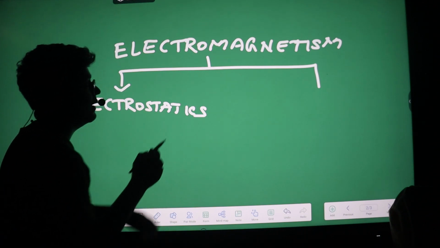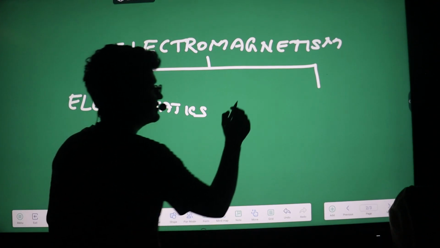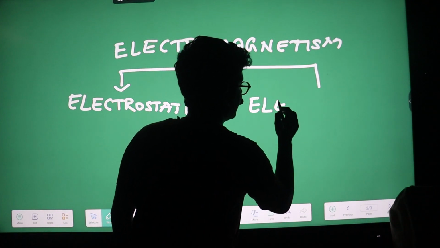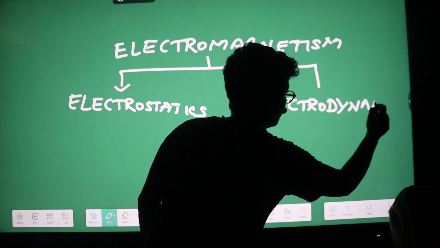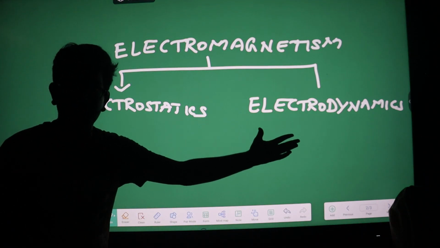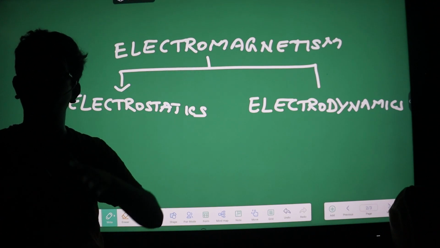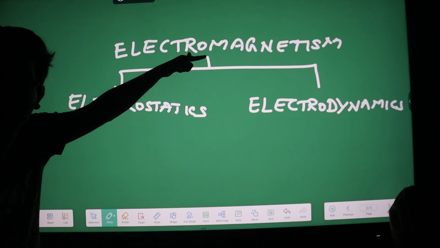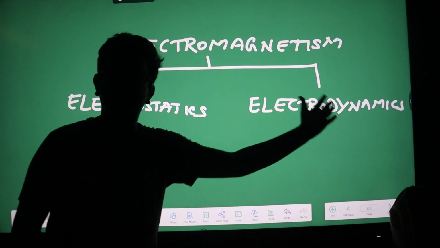See, this electromagnetism has two subdivisions. That is, one is electrostatics and the second one is electrodynamics. Both the things, electrostatics and electrodynamics, come under the branch of physics, electromagnetism. So here it is a branch which is going to deal with electrostatics and electrodynamics.